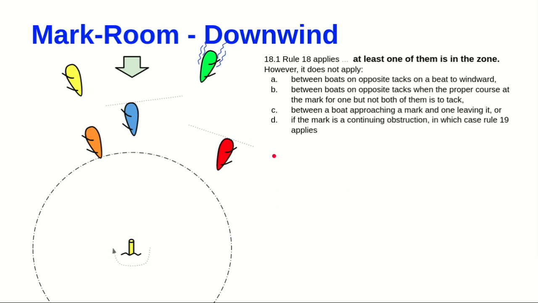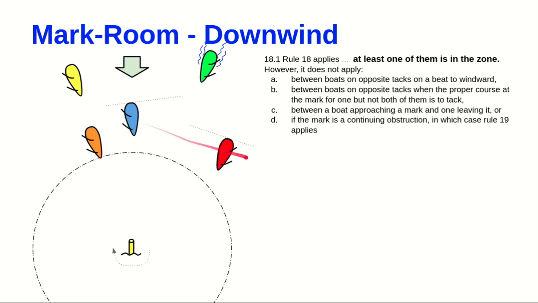Let's look at mark room downwind. Okay, we have 5 boats coming into this mark here, they have to round to starboard. Does 18 apply to these boats? Well, it does, because the first of them has reached the zone.